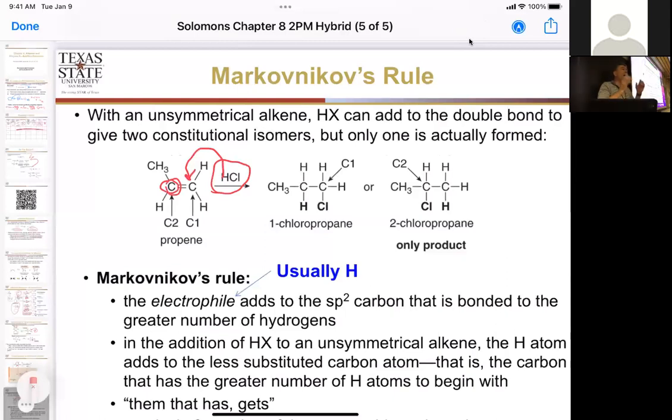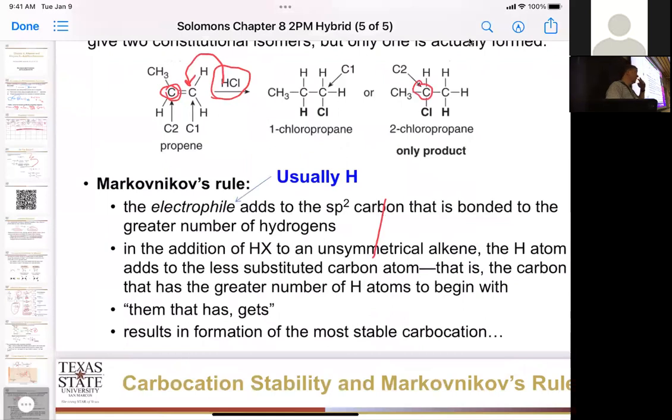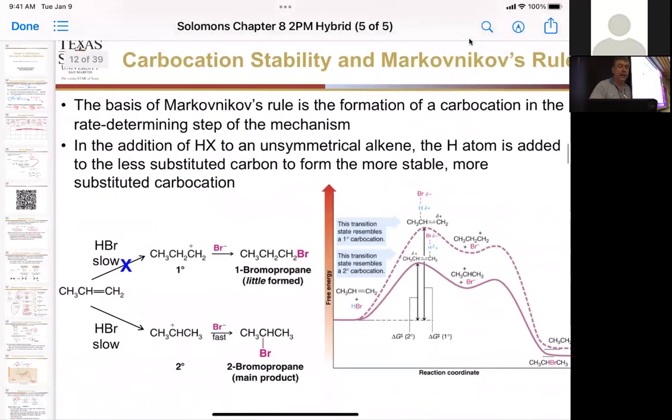So you always add the hydrogen to the side with the most hydrogens, and that puts the halogen on the more substituted side, right here, the more substituted side. In the Texas euphemism, the one with the most hydrogens gets more. But I like to say the side with the most hydrogens wants to be with his buddies. Okay. Now, the whole thing comes down to carbocation stability.